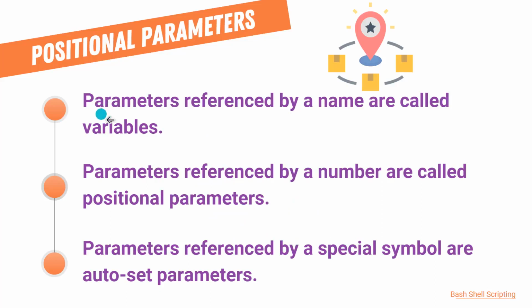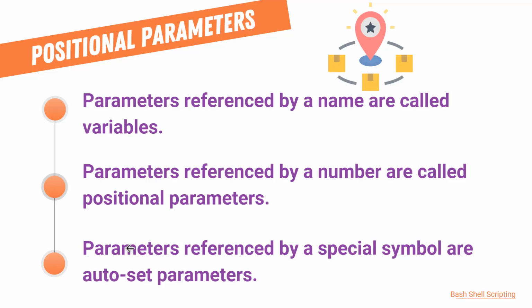Parameters referenced by a name are called variables. Those referenced by a number are called positional parameters and reflect the arguments given to the script. Parameters referenced by a special symbol are auto-set parameters that have different special meanings and uses. You can think of a variable as a parameter denoted by a name.